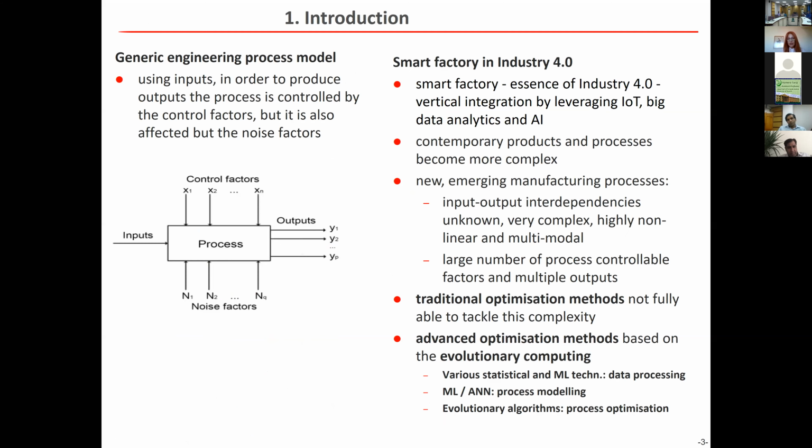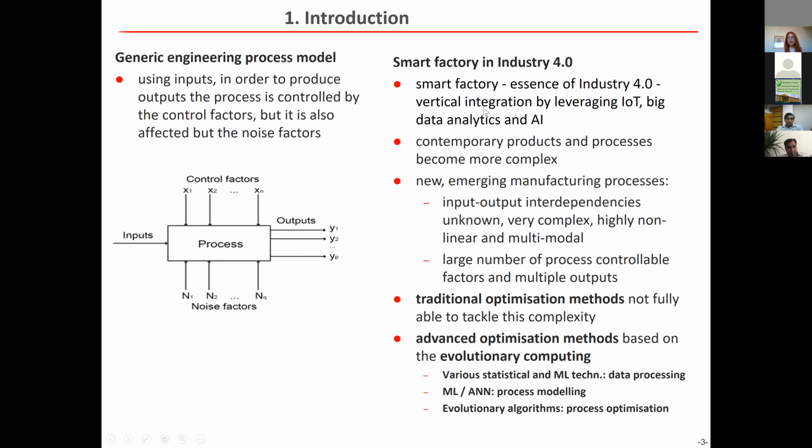So in engineering, let's say this is the typical model of an engineering process. There is a process, we process something based on inputs, and we deliver typically today several or multiple outputs, which we call responses. The whole process is controlled by some control factors that are used to manage the process. And unfortunately, they are affected by noise factors, which we cannot control. We don't like them, but we have to accept them and somehow deal with them.